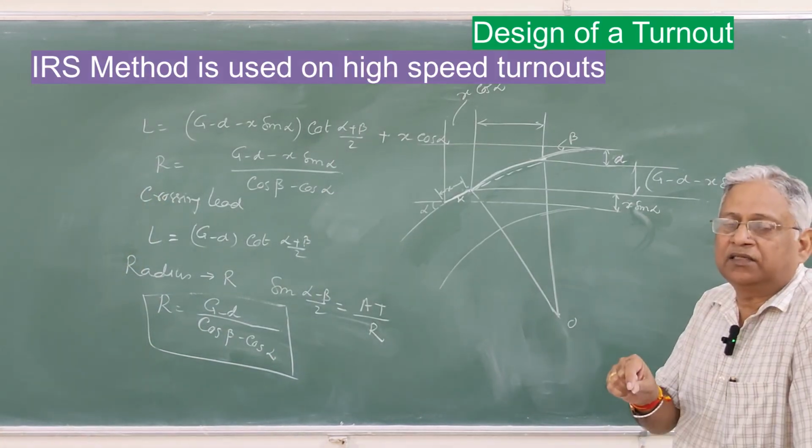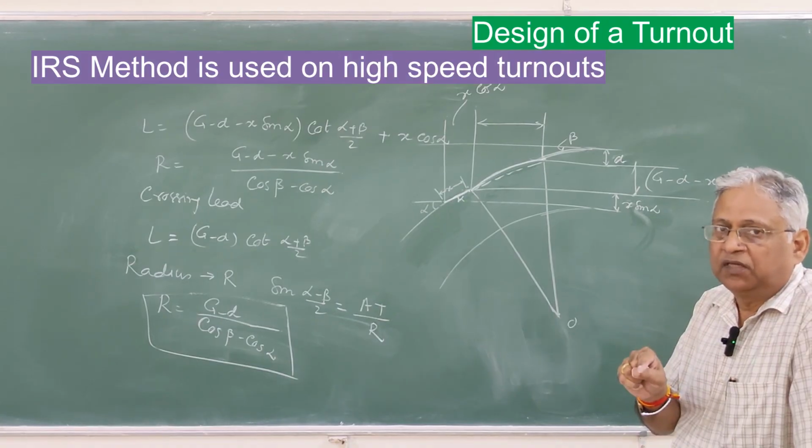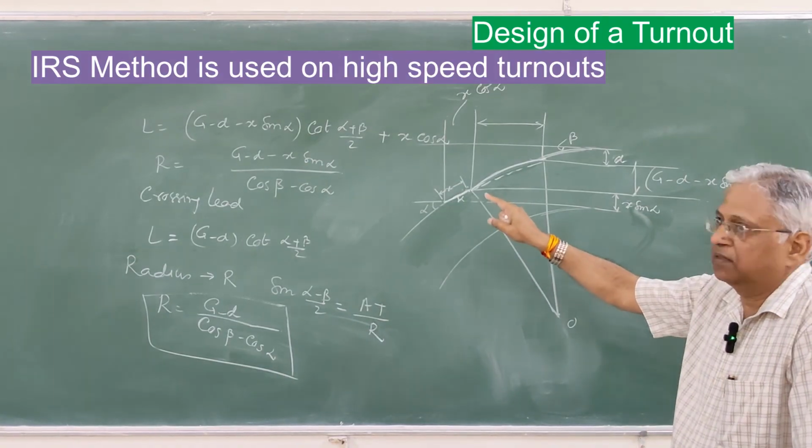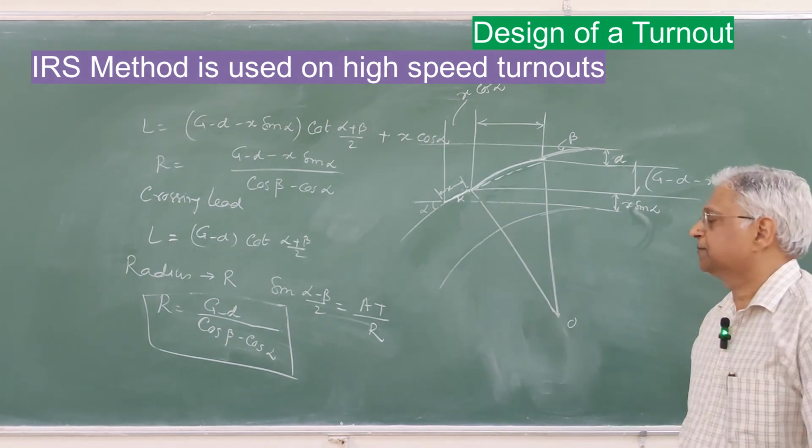That is your radius of the curve. These are three methods of designing a turnout. The coalesce method is used on unimportant lines, and this method, the IRS method, is used on all important lines.